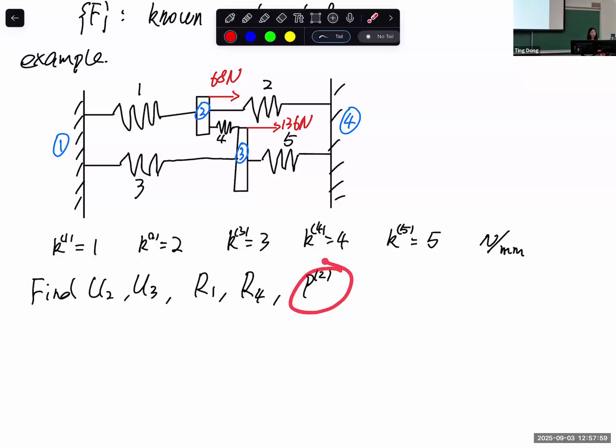But of course, I just use one as example here. You can use the same method to calculate element force in 1, 3, 5, 4, right? Same thing. If you know how to calculate 1, you know how to calculate all 5.